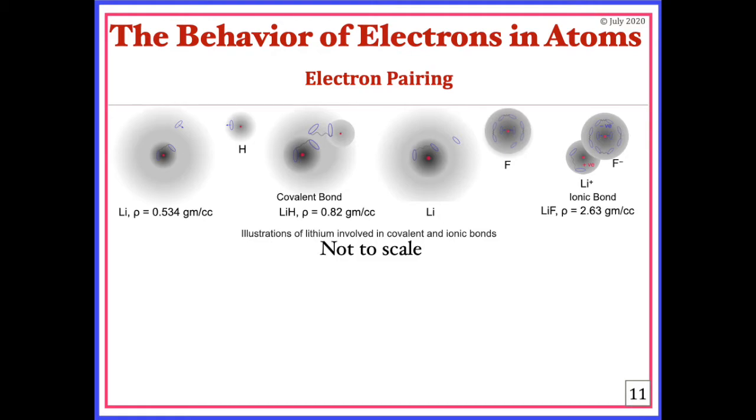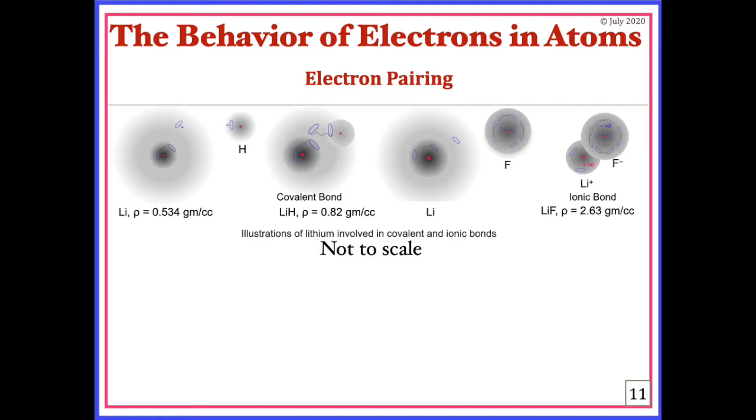The two are held together by electric attraction of opposite charges. Note that the addition of hydrogen to lithium made lithium hydride denser than lithium because it gets rid of the large orbit of the lithium's weakly bound outer electron.